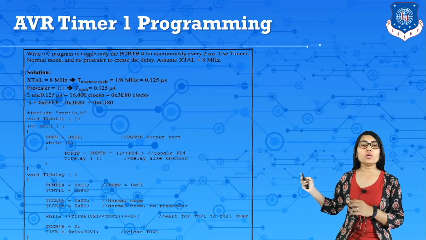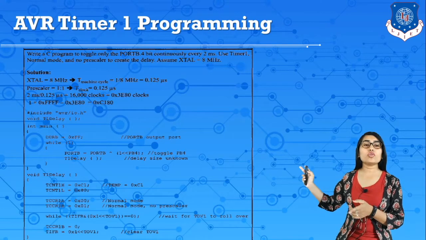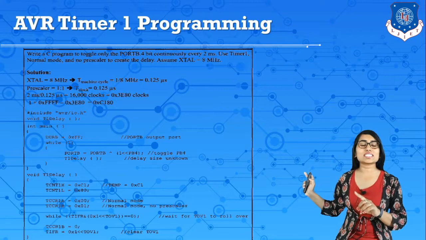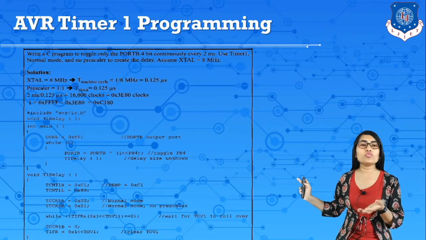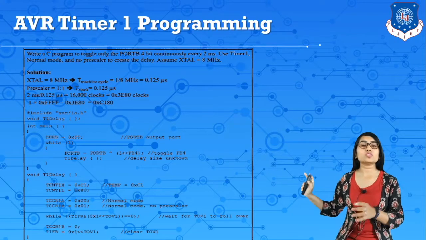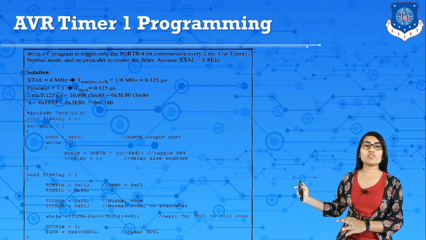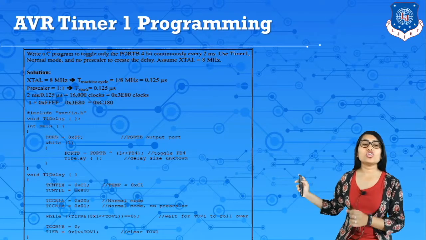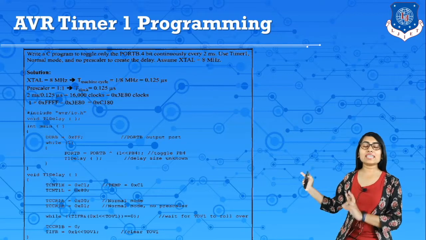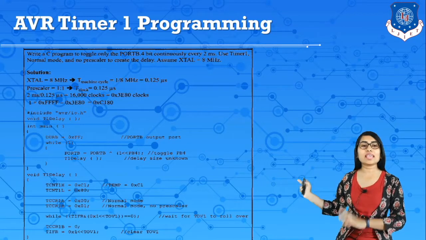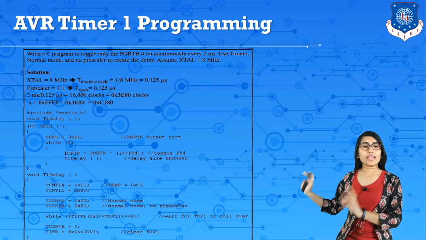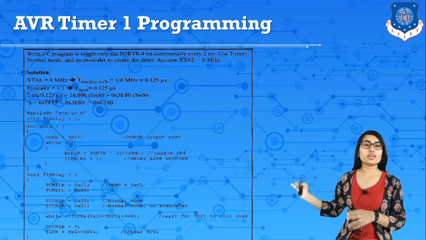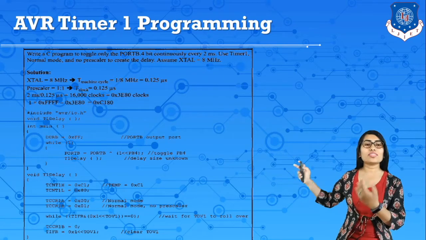We can perform this subtraction from FFFF because this is a 16-bit timer. For an 8-bit timer we perform the subtraction from FF, that is from 256. Here we have 16 bits, so 2 raised to 16 minus this clock count. So here we have a value in hexadecimal that is 0xC180. So 80 is loaded into TCNT1L and C1 is loaded into TCNT1H.